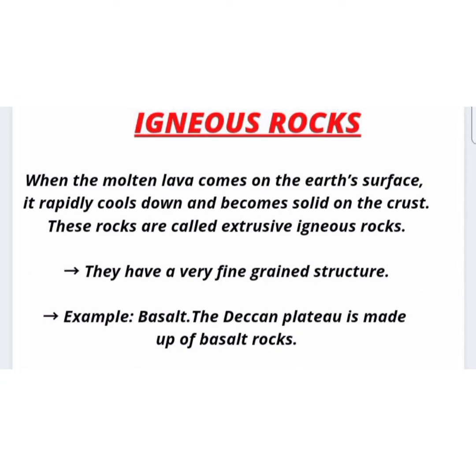Now, extrusive igneous rock. When the molten lava comes on the earth's surface, it rapidly cools down and becomes solid on the crust. These are called extrusive igneous rock. They have a very fine grain structure. And what are some examples? Basalt. The Deccan Plateau is made up of basalt rocks, which are extrusive igneous rock.